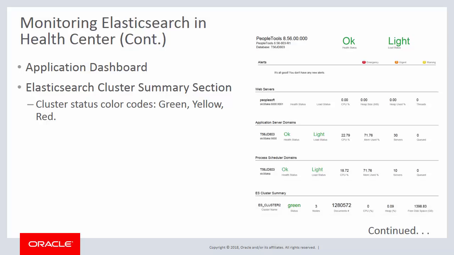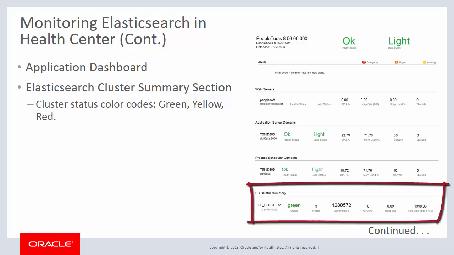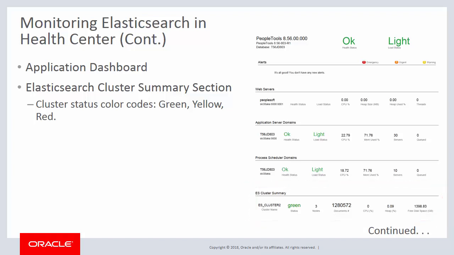In PeopleSoft Health Center, the application dashboard is the principal dashboard that provides a snapshot or summary of the health of the domains in the PeopleSoft environment and a summary of the Elasticsearch cluster. In this presentation, we'll consider only the ES cluster summary section. Elasticsearch cluster summary provides the name and status of the Elasticsearch cluster, the number of nodes in the cluster, the total number of documents, the percentage of CPU utilized, the percentage of heap used by JVM, and the disk space available in the cluster. Let's now consider the status color codes for a cluster.